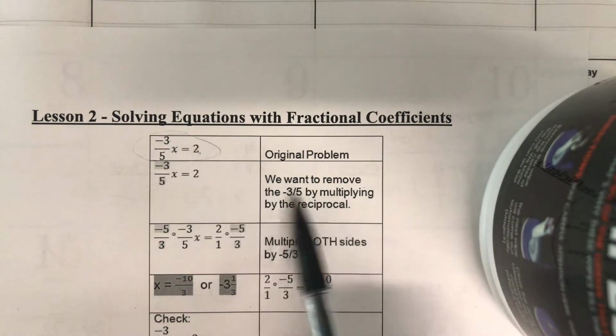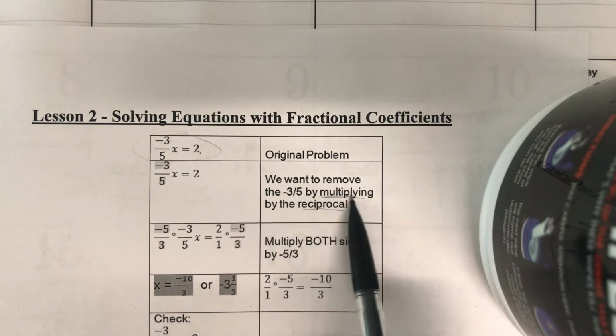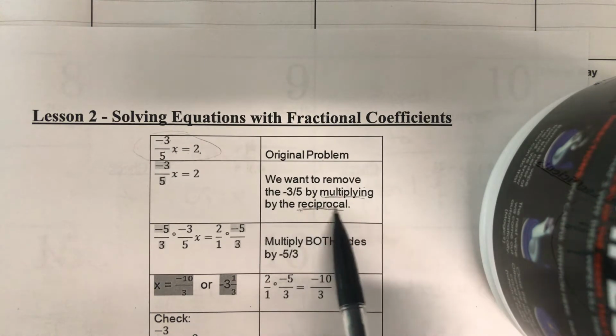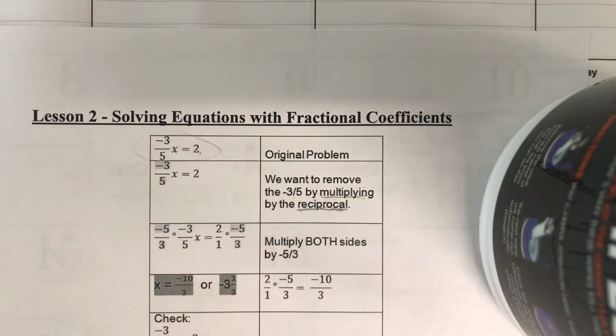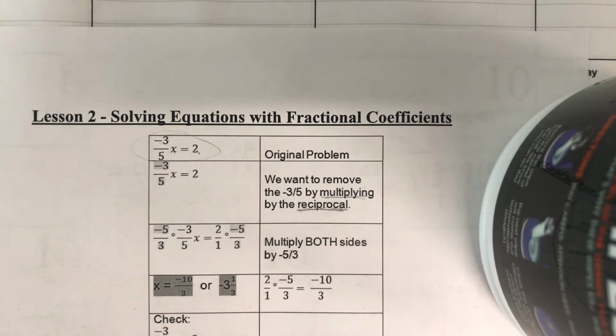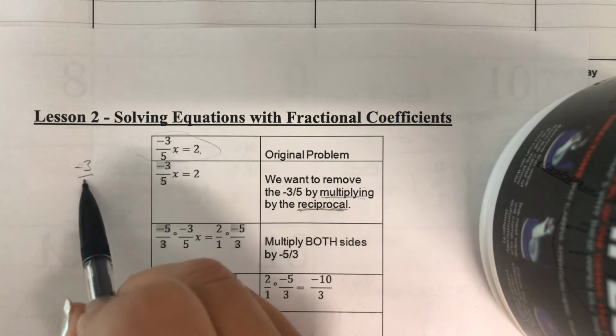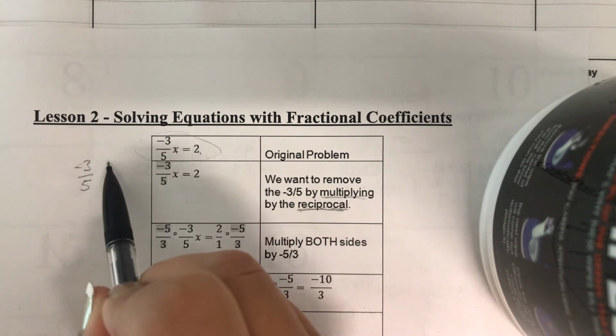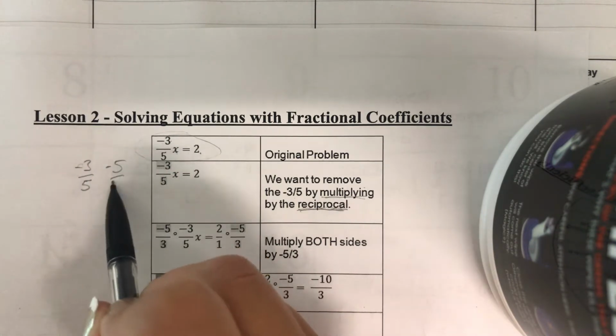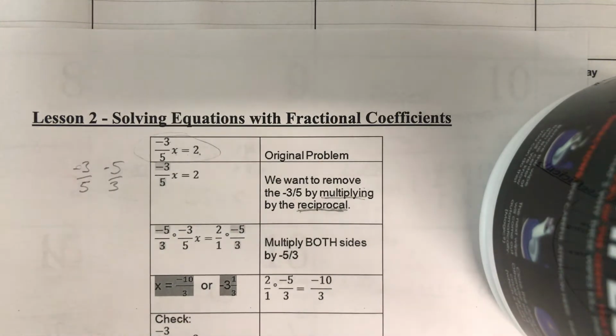So we want to remove our fraction, the -3/5, by multiplying by the reciprocal. So some vocabulary in here, reciprocal. This should be a review word. The reciprocal is kind of the opposite when it comes to fractions. So if we have -3/5, the reciprocal is -5/3. So we just flip that fraction around.